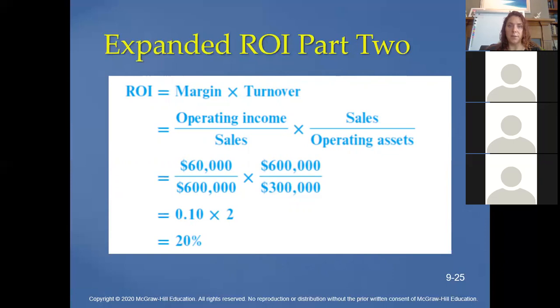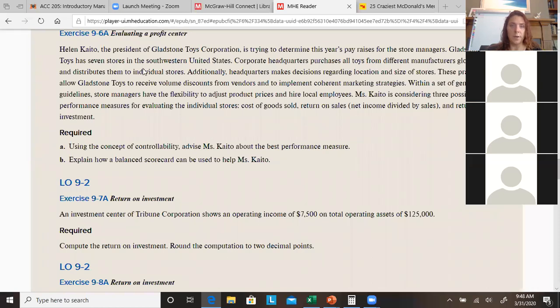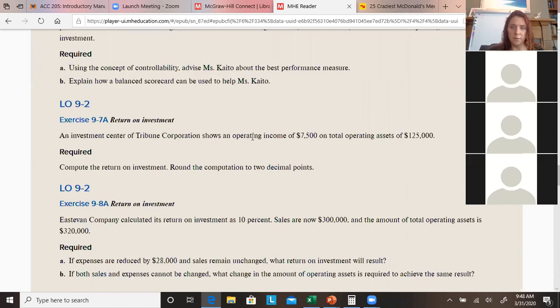So let's look at a couple of other examples. Okay. Can you guys all see the problems now? We should be looking at exercise 7, I think is the first one we're going to look at. Pretty good? Okay. So Investment Center shows operating income of $7,500 and total operating assets of $125,000. So again, it just gives you the operating numbers. You can probably, hopefully, just calculate that. Hopefully you saved the formula. So go ahead and calculate your ROI on that, and then we'll get a little bit more complicated.